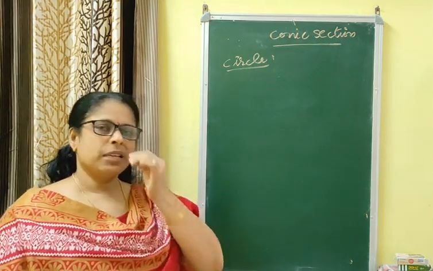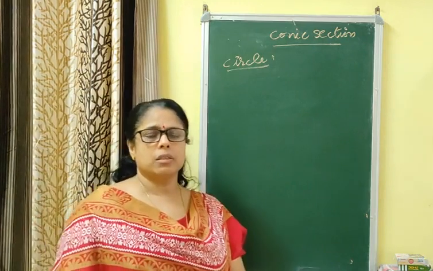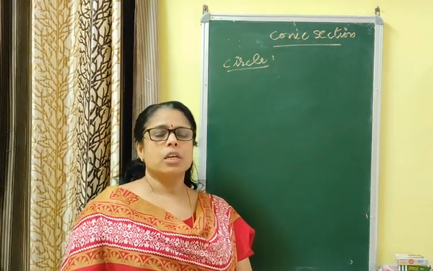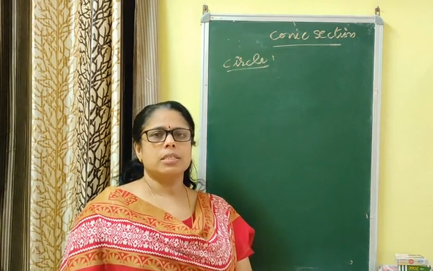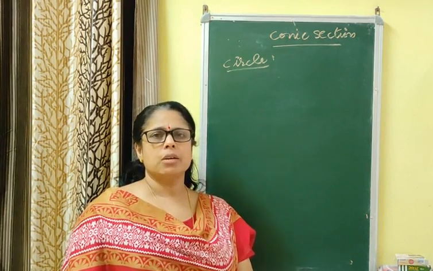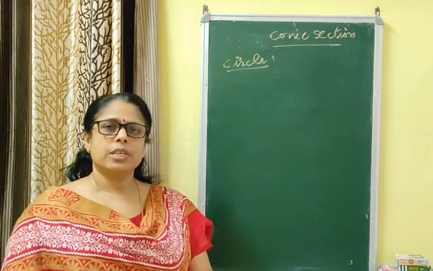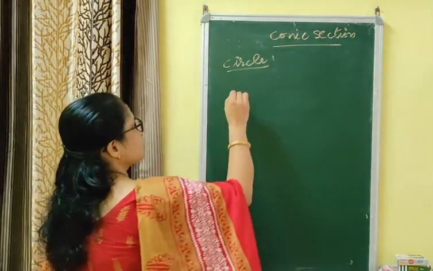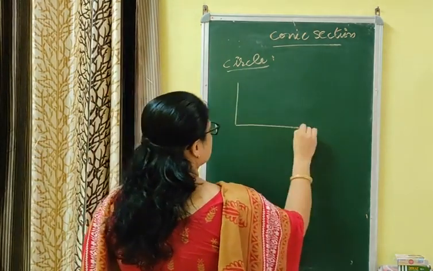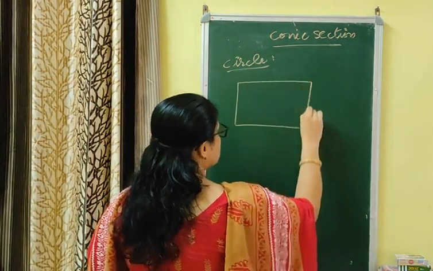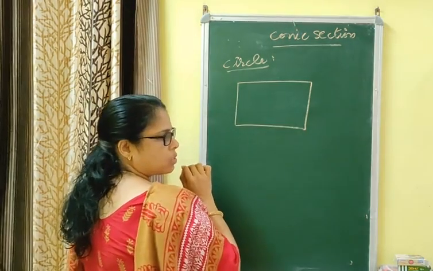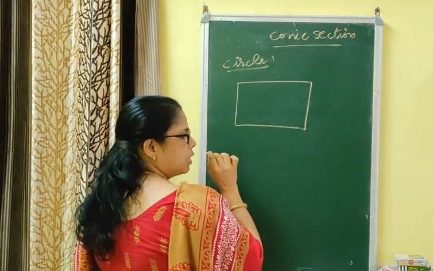Now first of all, let me explain the definition of circle. Circle is the locus of a point which moves in such a way that its distance from a fixed point in the plane is a constant, and the fixed point is the center and the fixed distance is the radius.